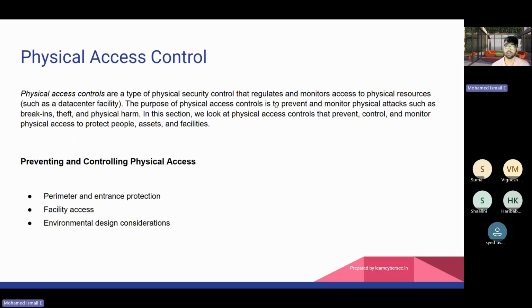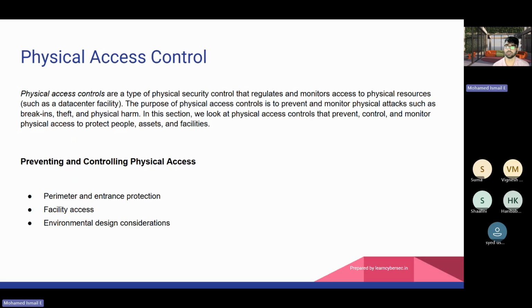So next topic would be physical access control. As I said, outside computer systems, whatever security controls a company is enforcing all fall under physical access control. The textbook statement: a physical security control that regulates and monitors access to physical resources such as a data center facility. The purpose of physical access control is to prevent and monitor physical attacks such as break-ins, theft, and physical harm.